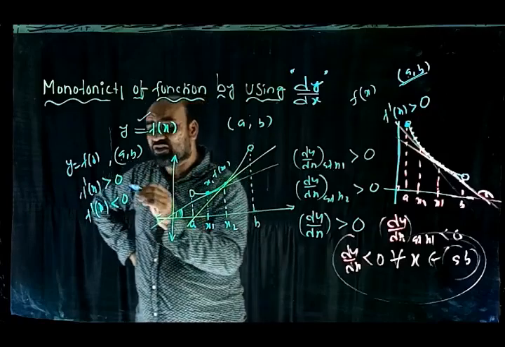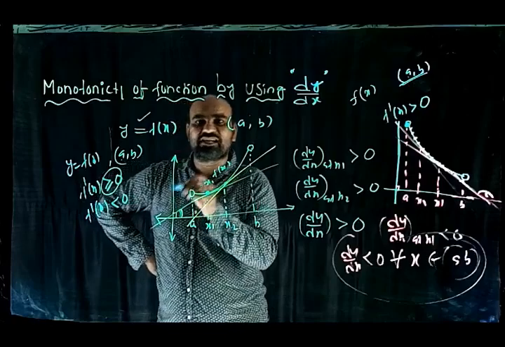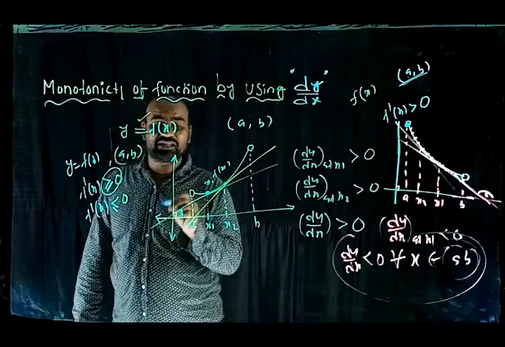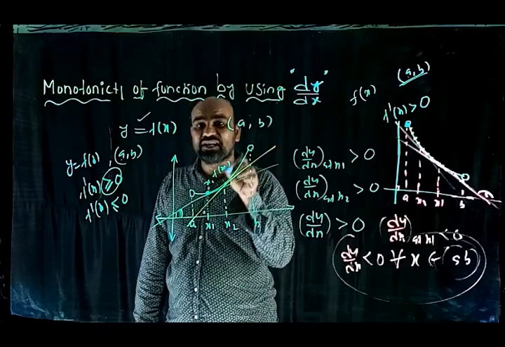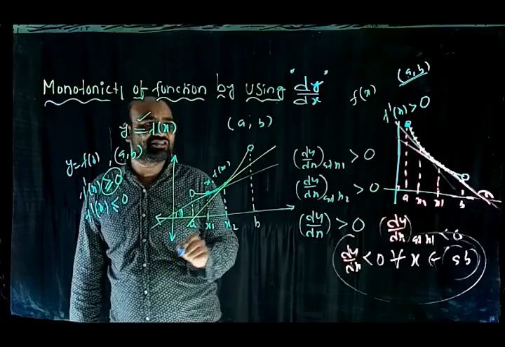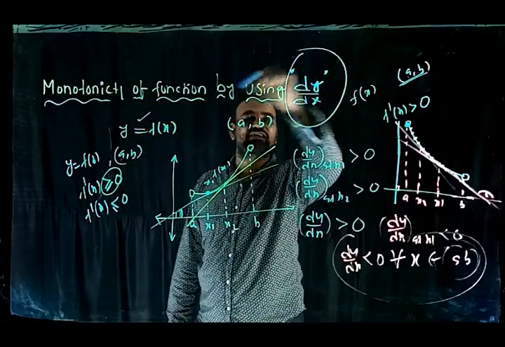Sometimes you will get f dash of x greater than or equal to 0, then you can say that the function is increasing in that interval. Sometimes you get f dash of x less than or equal to 0, and in that interval you can say that the function is decreasing. So this is the concept of monotonicity of the function by using dy by dx.